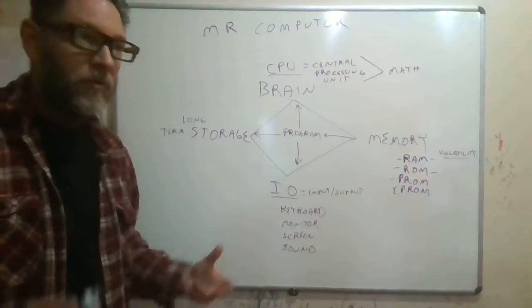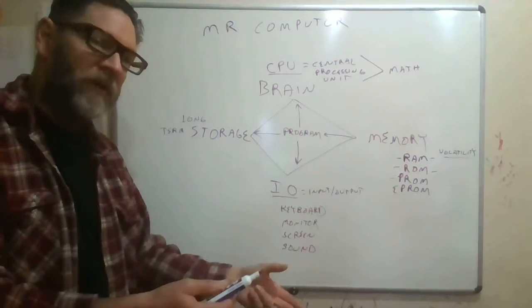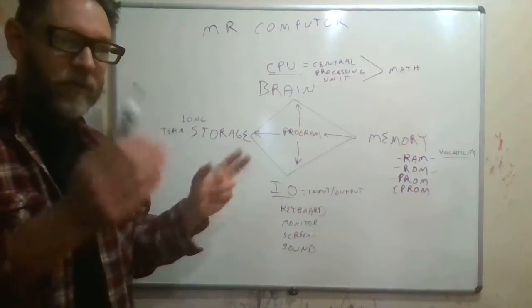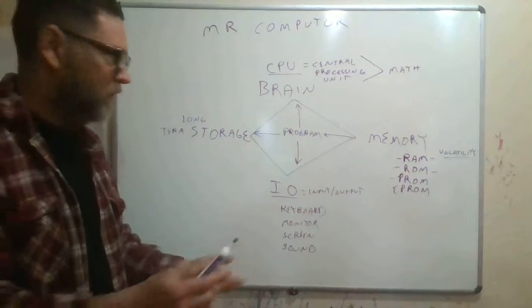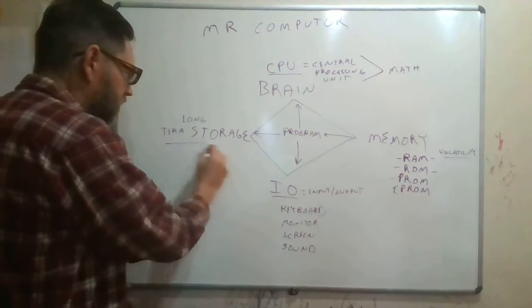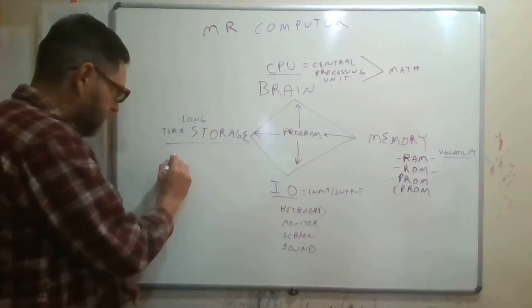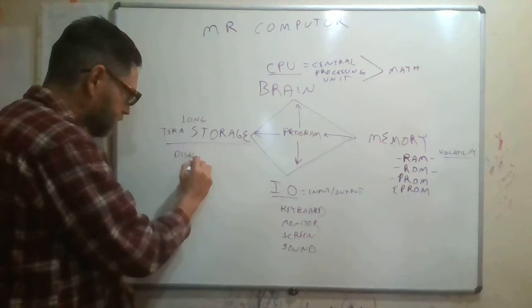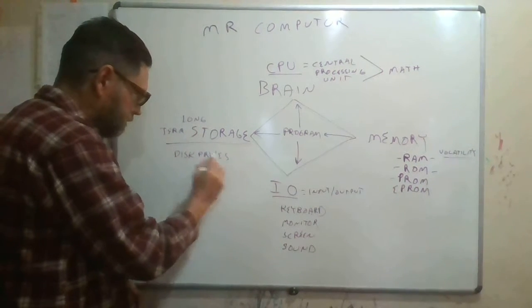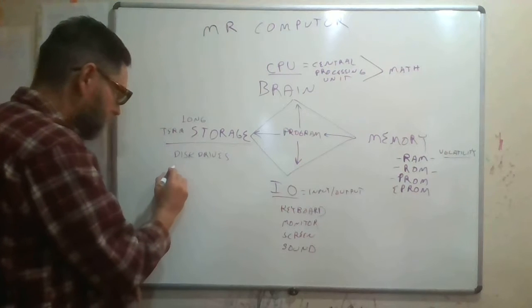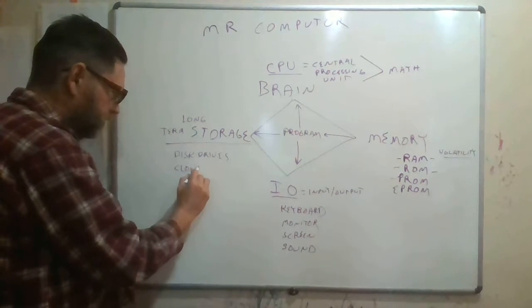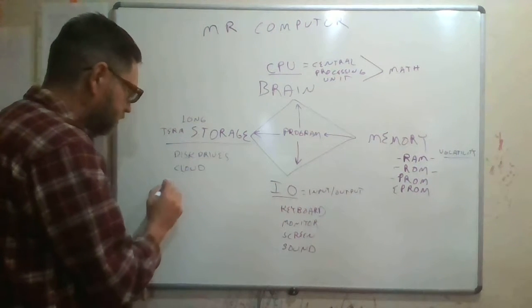If you write a letter, you want to put it somewhere where it's going to stay. You created it, and you want to store it away. You want to be able to change it. All that kind of stuff happens over here. This is things like disk drives, and cloud storage, which is a whole new thing.